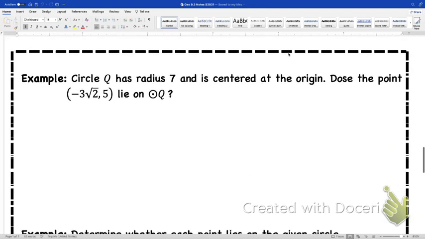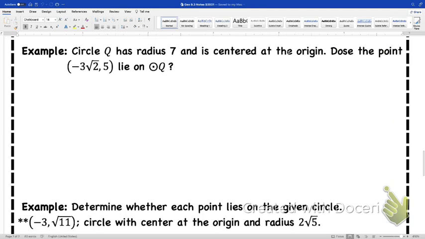Okay, so now the circle Q, and we always name a circle by its center, and the symbol for circle Q is that. Circle Q has a radius of 7 and is centered at the origin. So if it's centered at the origin, what's my h and my k? 0, 0. So h, k equals 0, 0, right?